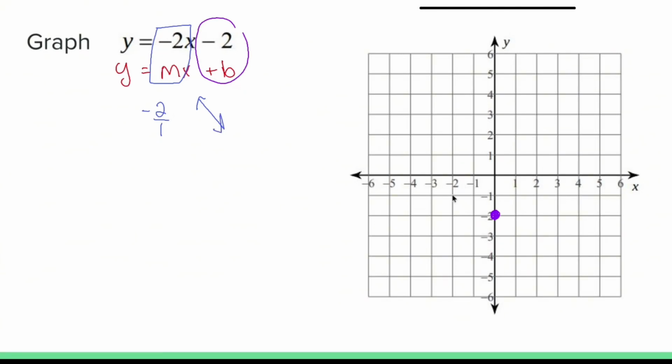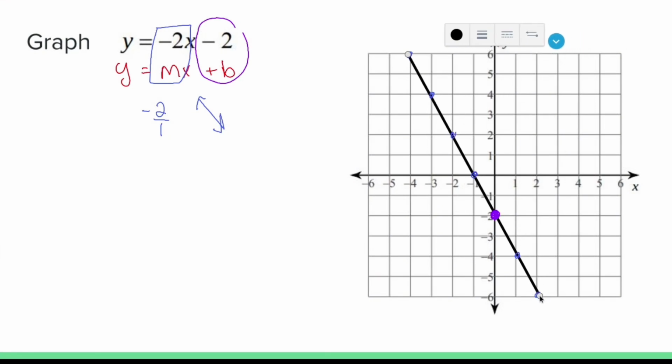So I can go up 2, left 1, up 2, left 1, up 2, left 1, up 2, left 1. Or if I wanted to go, I could have gone down 2, right 1, down 2, right 1. Now that we are done, we can take a line and draw a line through the dots. And since I'm really bad at drawing lines with these guys, I'm just going to use the magic of the internet to do it for me.